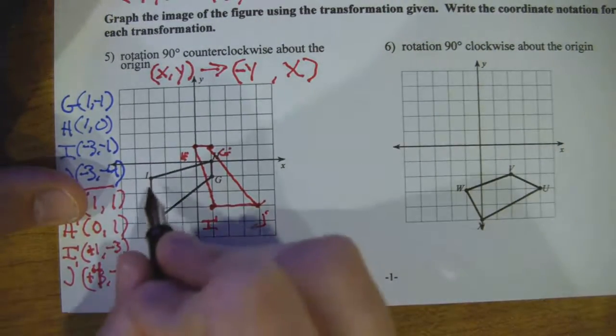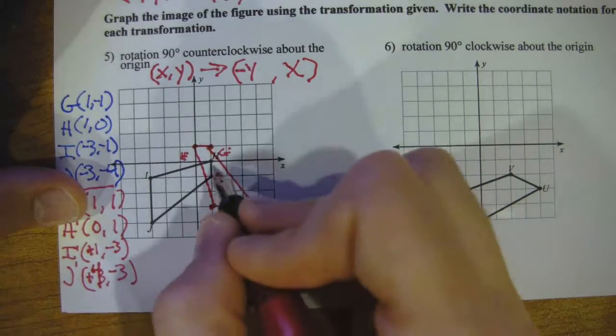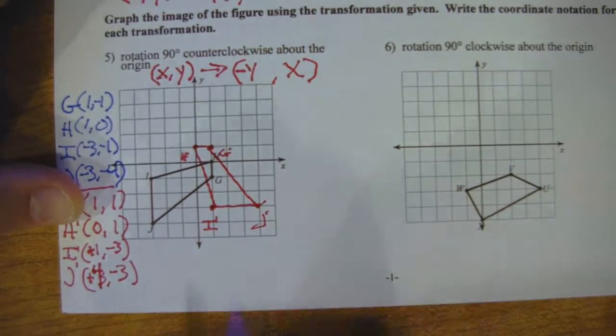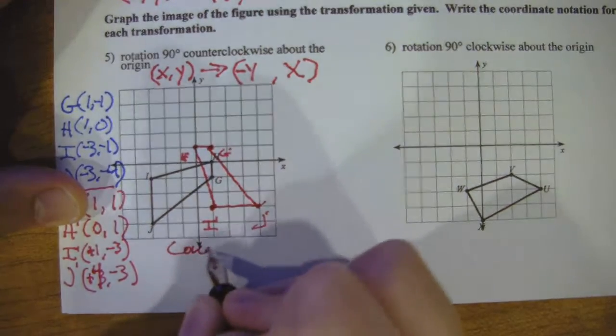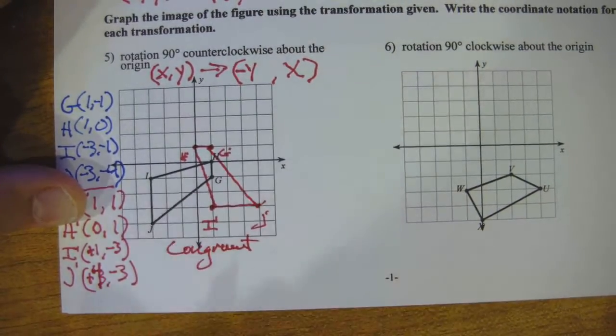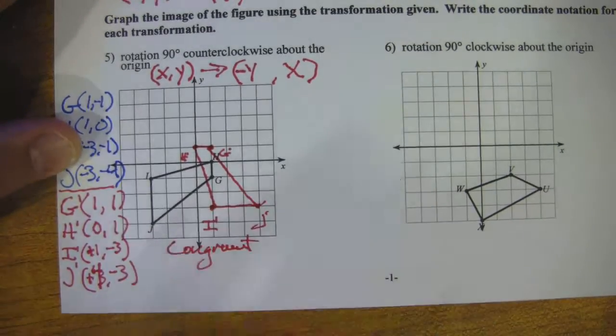Notice 3 and 3, 1 and 1. All of the sides are the same size and in the same configuration, so these are congruent. All right, same size, same shape. If you end up with something that's not, then you've done it wrong. All right, let's do another one.